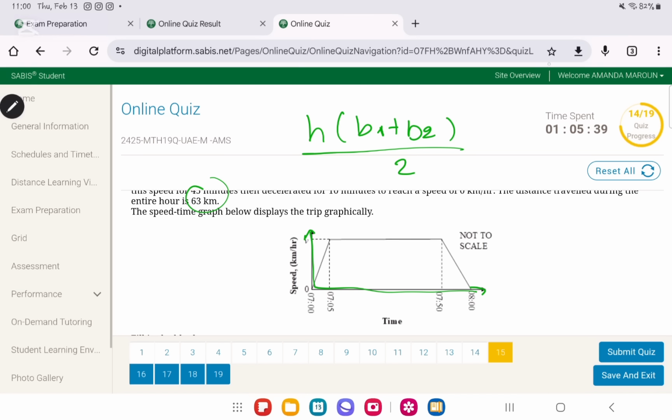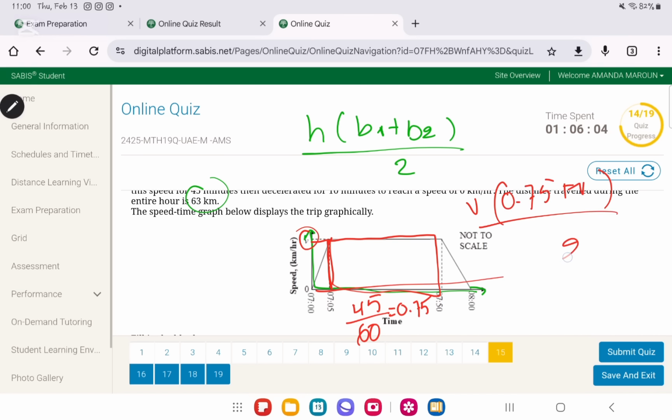Okay? So the height in this case is the velocity that we need to find. We'll just substitute it with v. We have base 1, which is 45 minutes. If you want to have it in hours, you divide it by 60, it's 0.75. So 0.75 plus 1 entire hour over 2 is equal to 63.